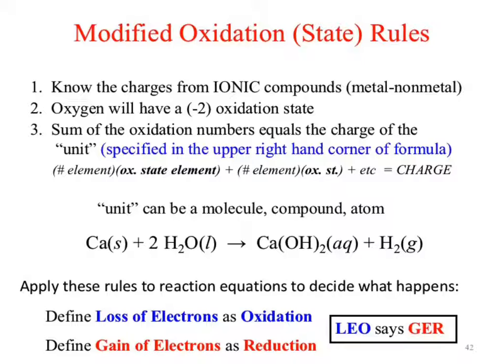Leo, we go into our Greek, Latin, Italian astrological signs, is Lion. A lion. What do lions do? They ger. Okay? You may have also heard oil rig. That's a horrible one. That's not very nice. Leo says ger is cooler. Loss of electrons, oxidation. Oil rig, oxidation is loss.